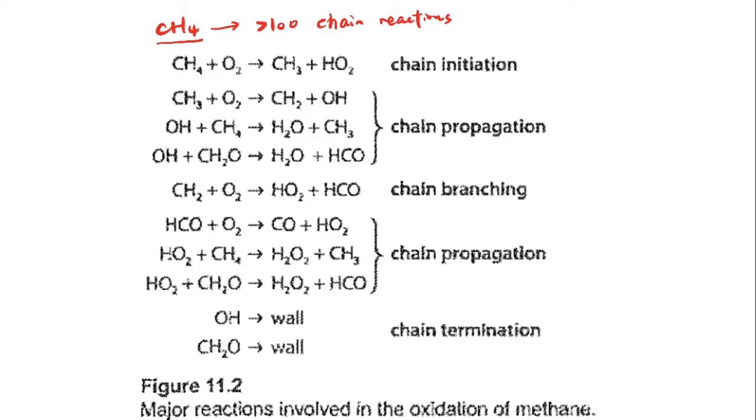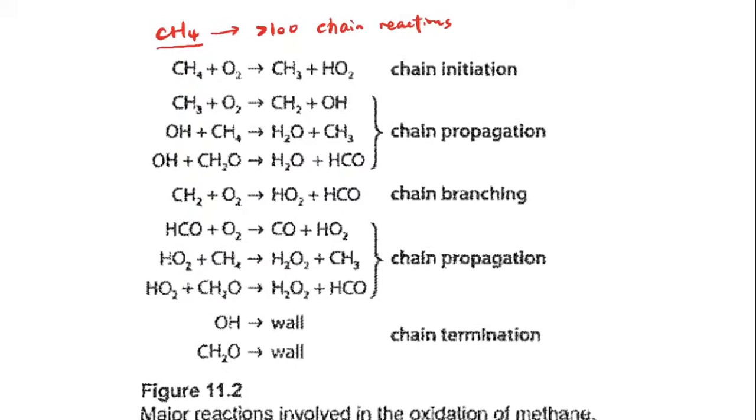And here I'm just listing all the representative steps. So for example, the chain reaction has to have a chain initiation. The initiation process is basically the methane colliding with an oxygen molecule to form a CH3 radical and a hydroperoxide radical. So this is called a hydroperoxide radical.